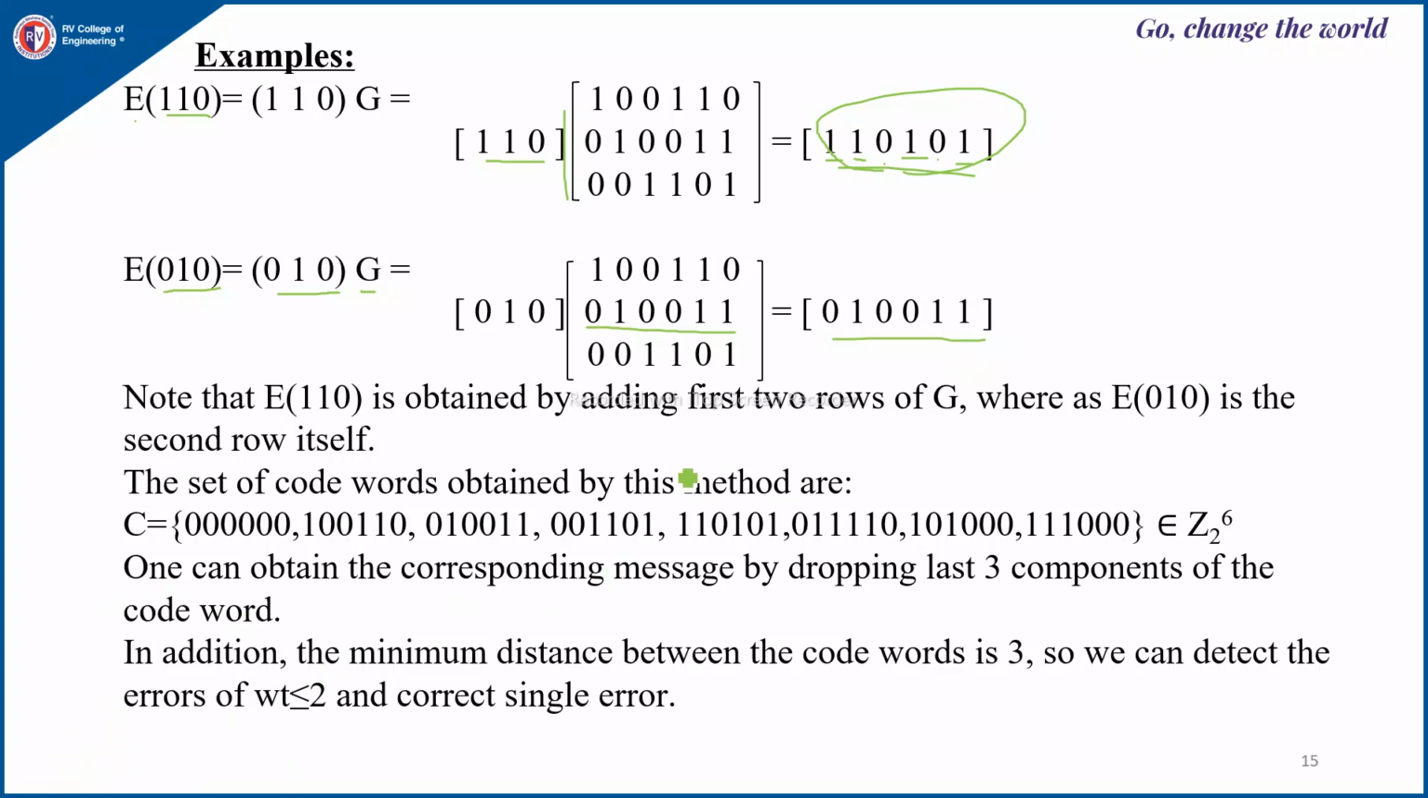The set of code words obtained by this method will be as follows. If the message is 000, then you will get the code word 000000. If the message is 010, then that will be your second row. If your message is a 3-bit message, you can have 000, whose code word will be 0. Next is 001. For 001, the code word will be the last row. If the message is 010, the code word will be the second row. If the message is 100, the code word will be the first row.